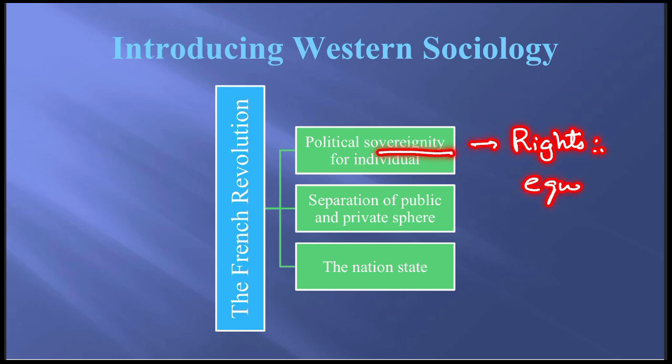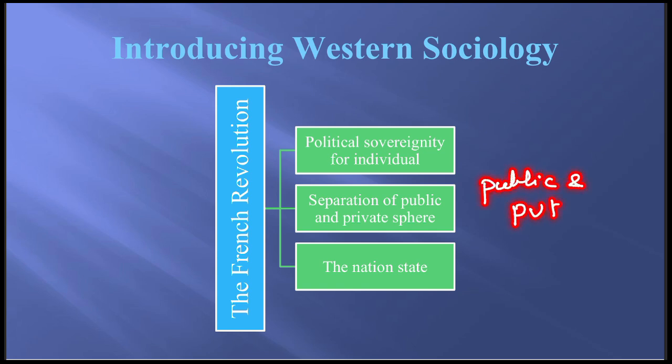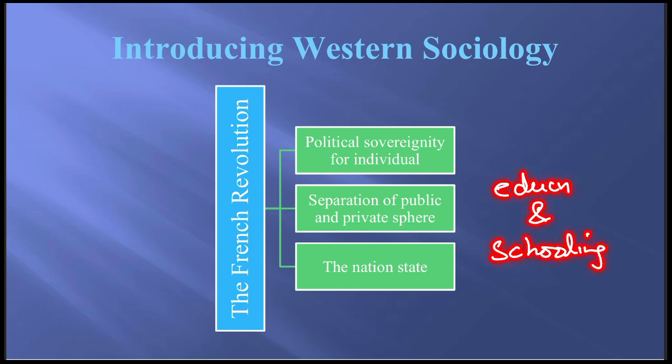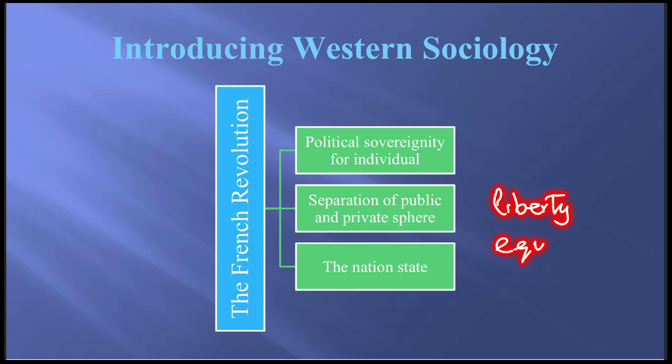A separation was built between the public realm of the state and the private realm of the household. New ideas about what was appropriate to the public and private spheres developed. Religion and family became more private, while education or schooling became public. The nation state was redefined as a sovereign entity with a centralized government and the ideals of liberty, equality, and fraternity becoming central to the modern state.